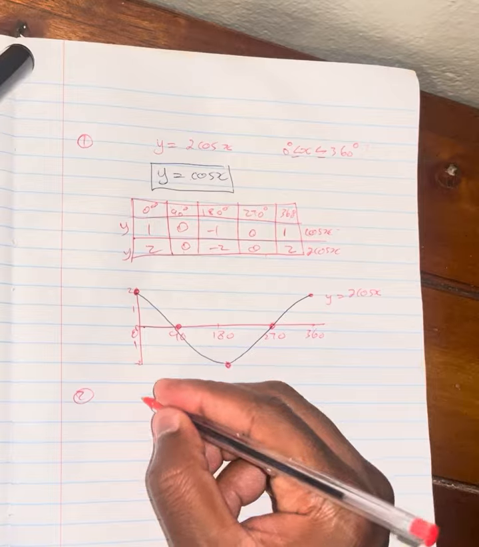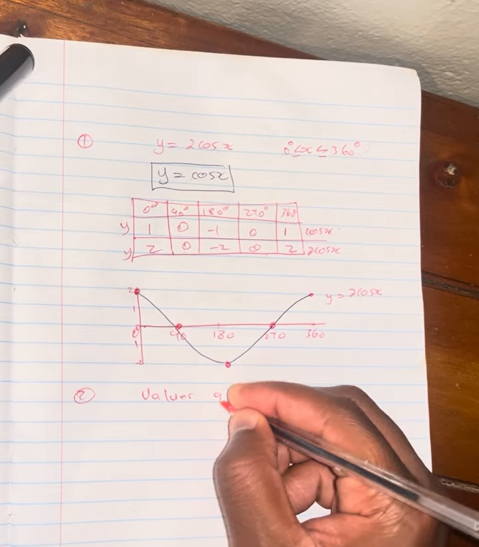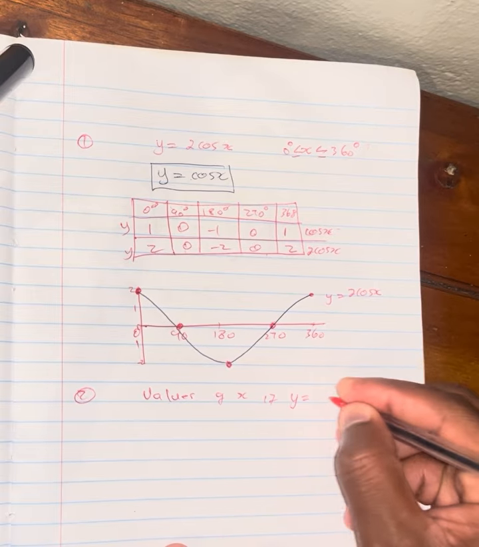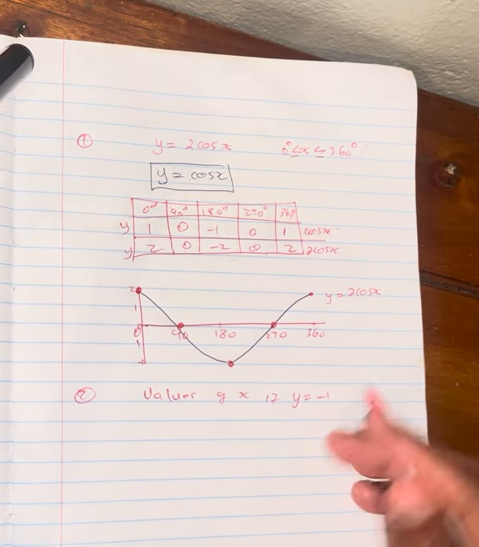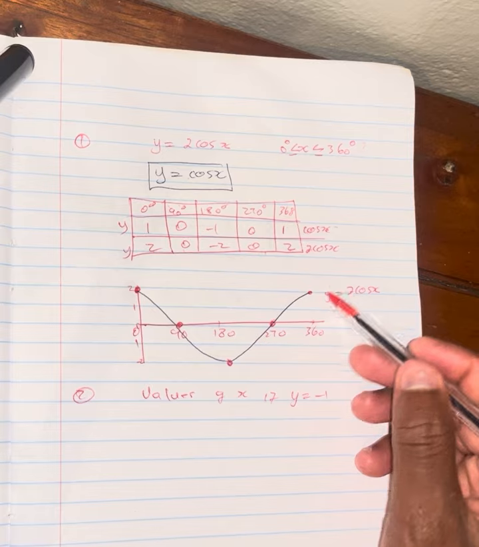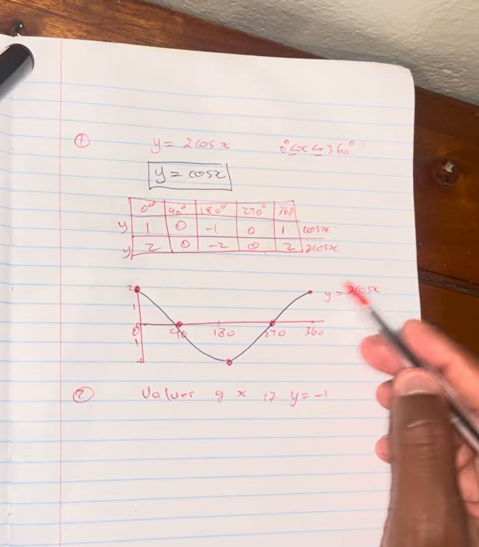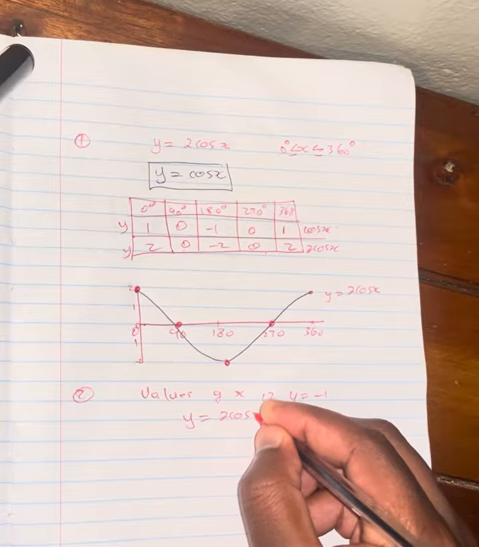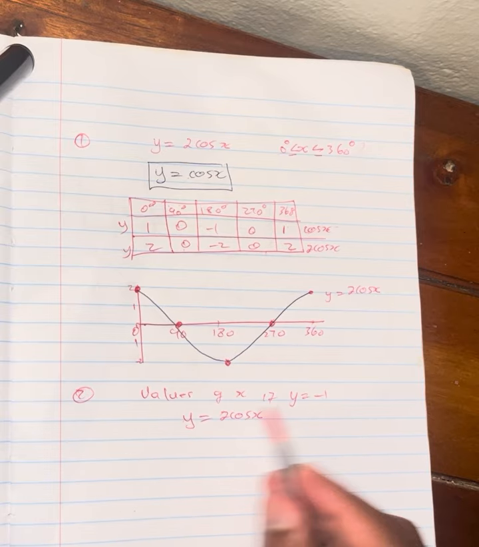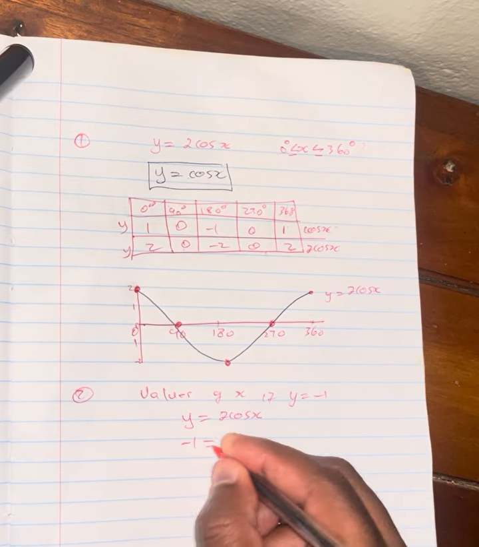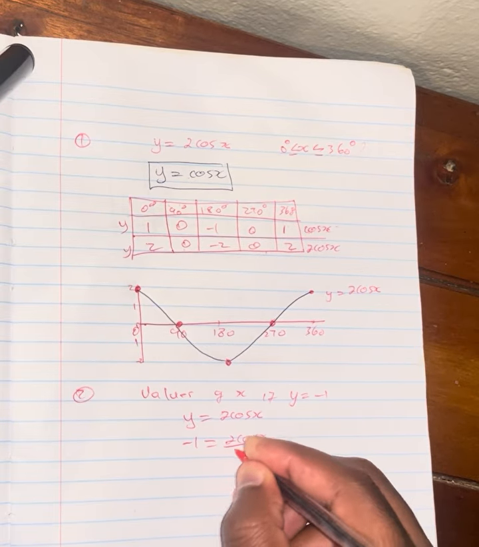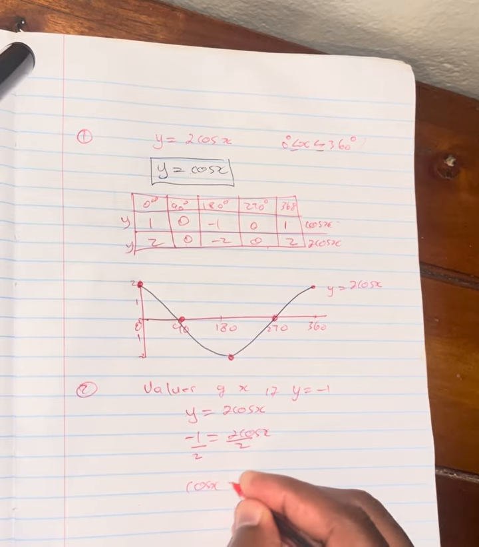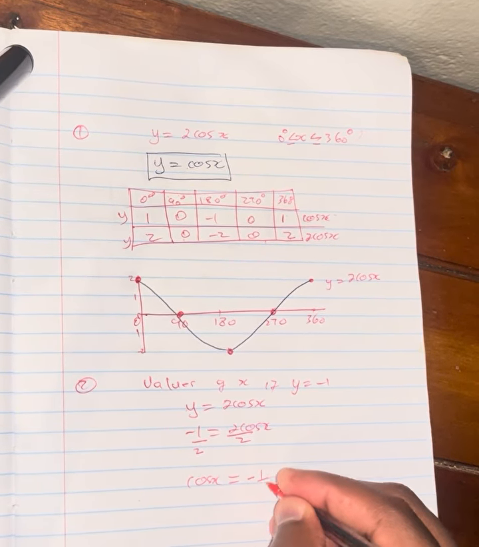Number 2, if ever they're saying that I want the values of x if y is equal to -1, and then we know from the given graph that y is equal to 2 cos of x. So where there is y, you replace by -1. -1 is equal to 2 cos x, divided by 2 both sides. Okay, so our cos x is equal to -half, right?